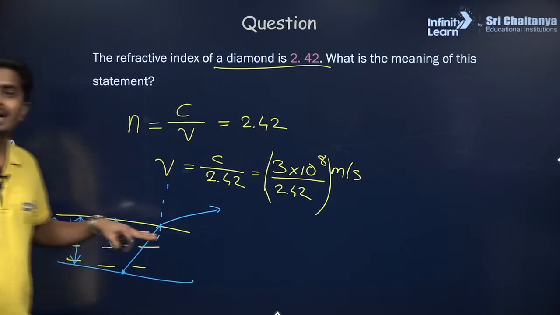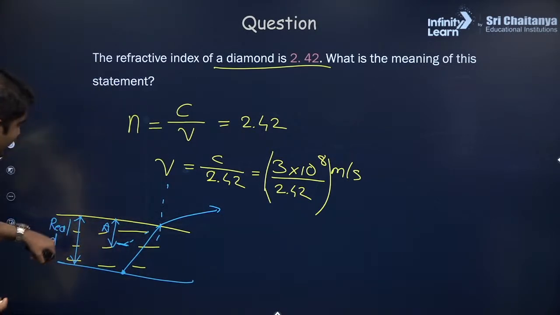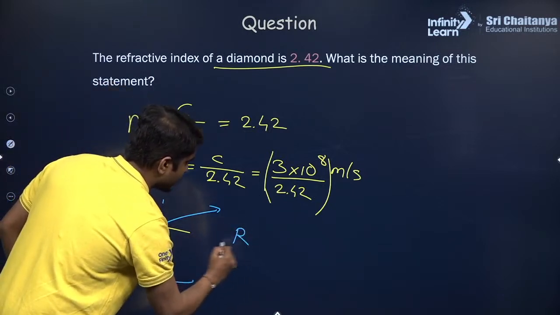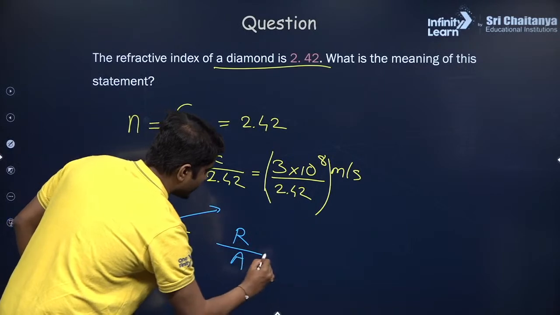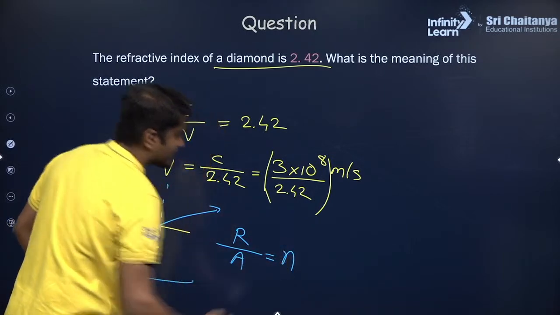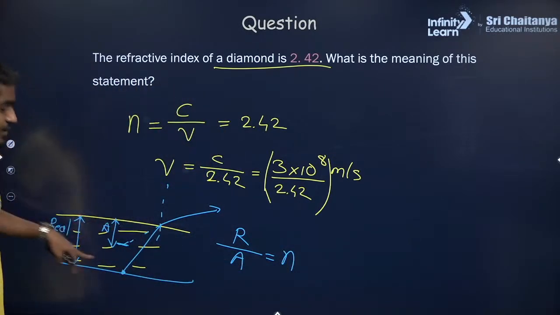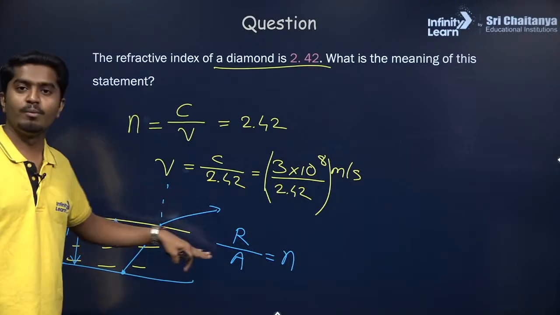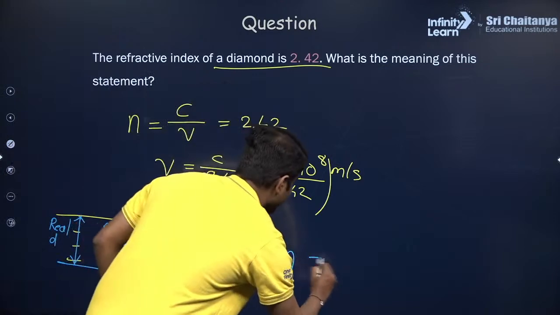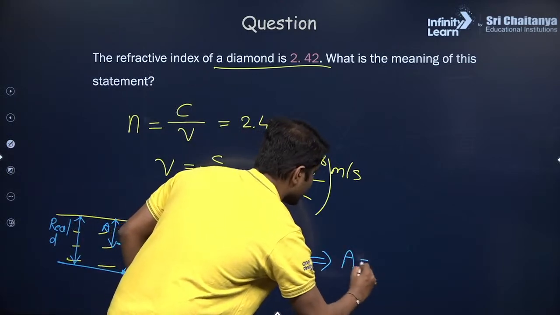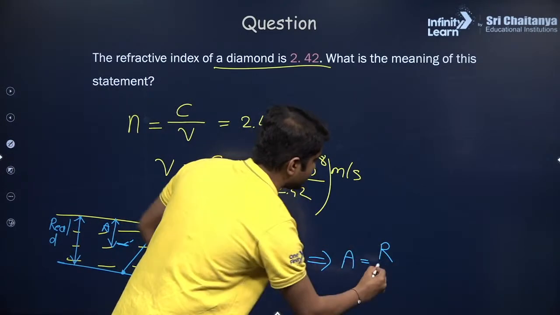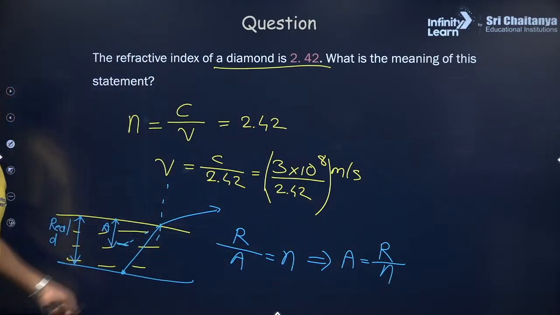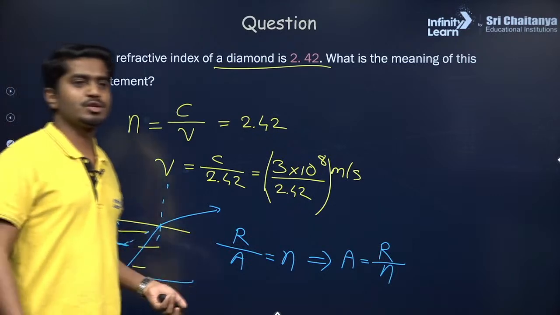So there is a simple ratio of the real depth to the apparent depth. Real depth divided by apparent depth would be the refractive index. This is the refractive index of the water with respect to the air. This is a simple formula. So from here you get the apparent depth as R, which is the real depth, divided by N. Okay, very simple formula, but I don't think they will ask any question based on this.